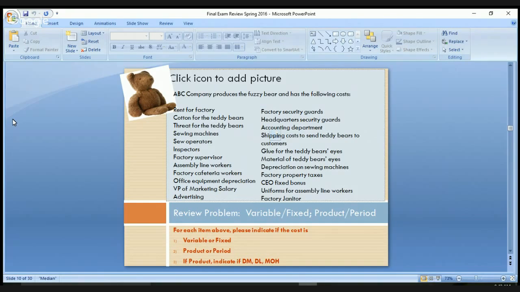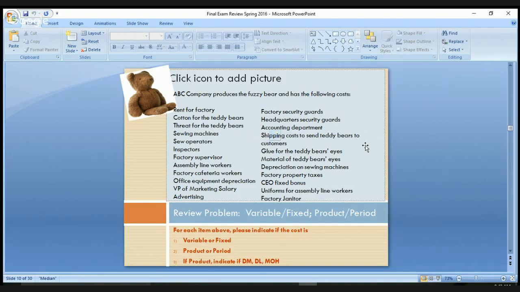Factory security guard, because it says factory, it is considered a product cost, but it's manufacturing overhead because it's not related directly to the product itself. Headquarters security guard, because it says headquarters, it's a period cost, and it is probably either variable or fixed. Both of those are probably either variable or fixed. You could argue either way on that one. Accounting department, of course, that is going to be a period cost, and for these purposes, probably a variable cost, but it could be fixed if they are on salary.